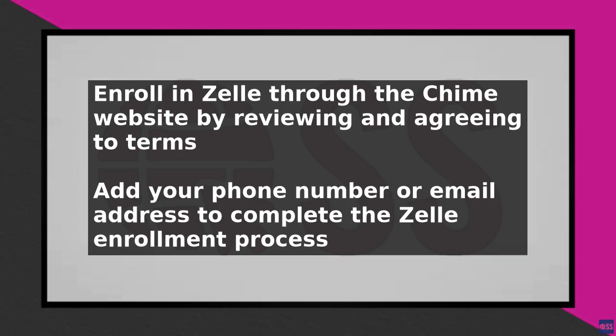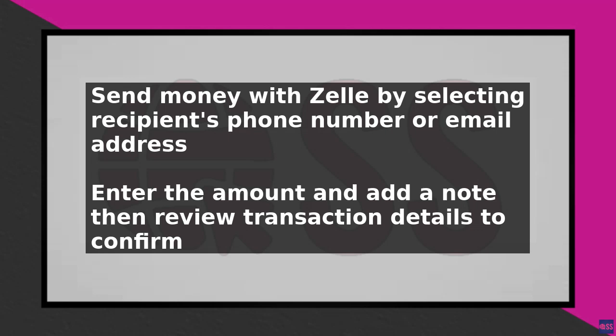After enrolling, you can use Zelle to send money to friends and family who have Zelle through their bank or credit union. To send money, select the recipient's phone number or email address. Enter the amount you want to send, and add a note if you want. Review the transaction details, then confirm the payment.